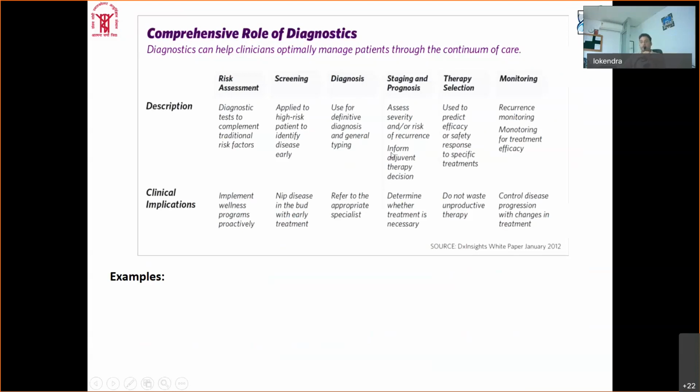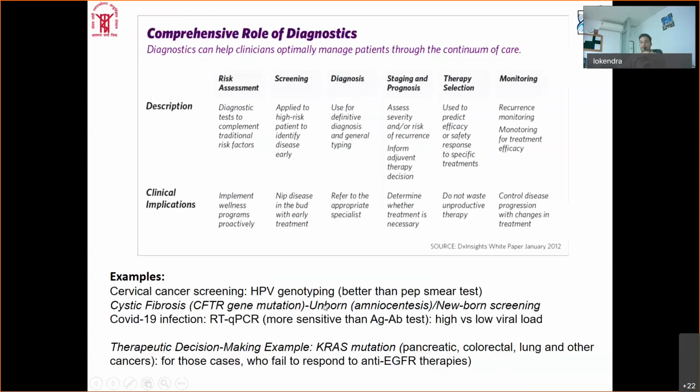And if we talk about molecular diagnostics, I can give you some examples, like cervical cancer screening. Cervical cancer is the second most common type of cancer in India. Previously it was number one, but now it has been replaced by breast cancer.